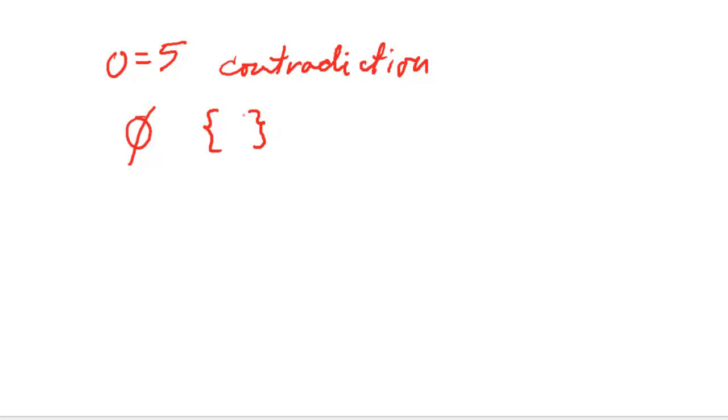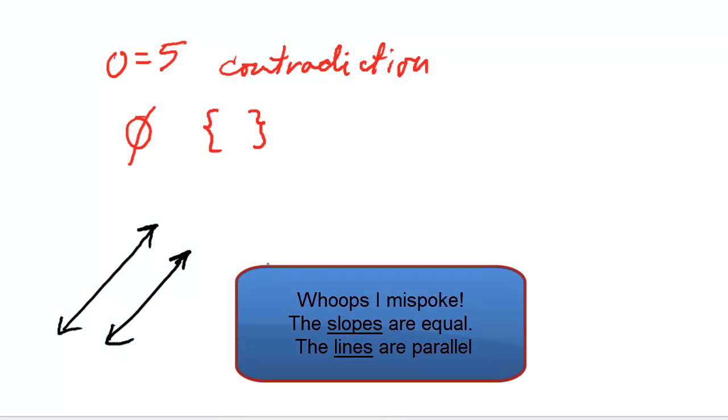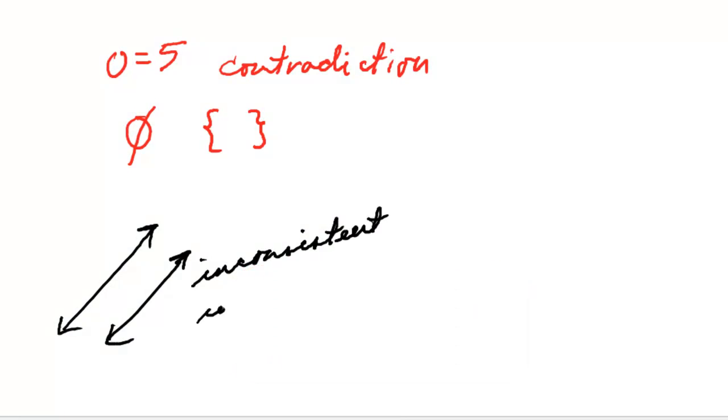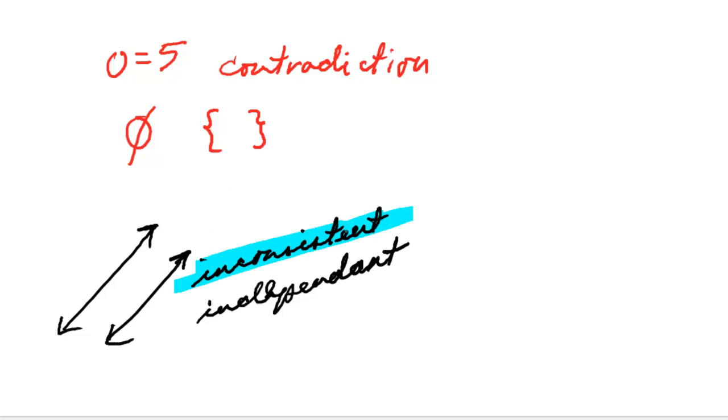What this means visually is that you have two equations whose graphs don't intersect. Their slopes are parallel. So this would be the case of an inconsistent system of independent equations. I apologize for my handwriting. Independent. Yeah. And we generally just call those inconsistent because there's no solution.